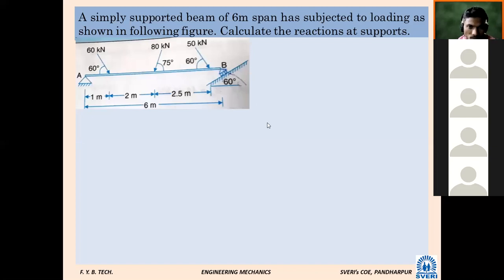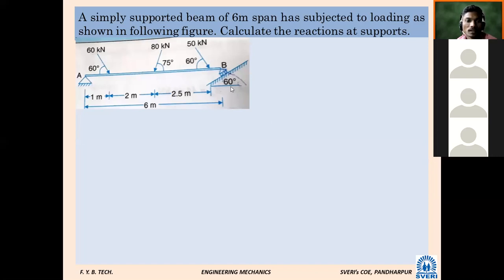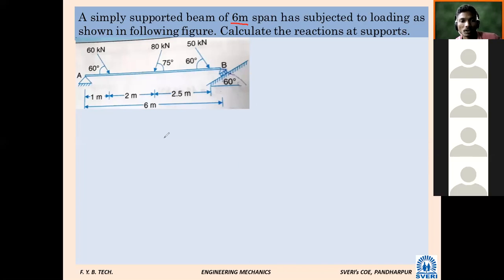A simply supported beam is given. What is its span? Span means length. How much length is given? 6 meter. And we again want to find its reactions. So what change are you observing looking at the diagram? Any change? The support is inclined. Very good.